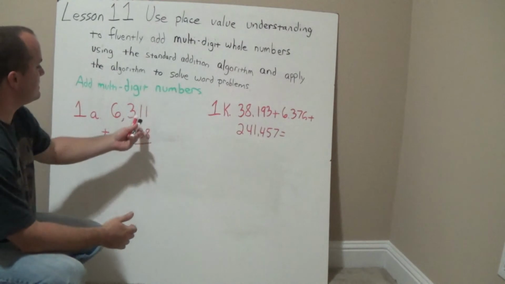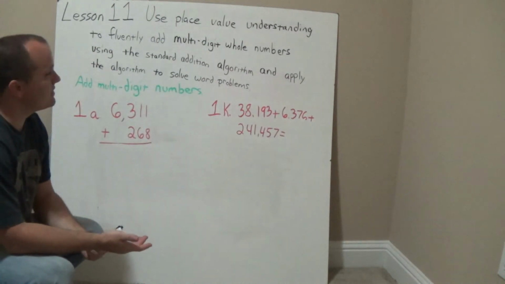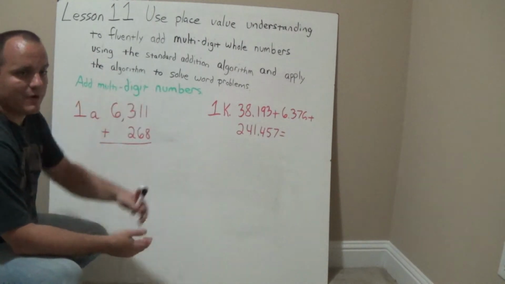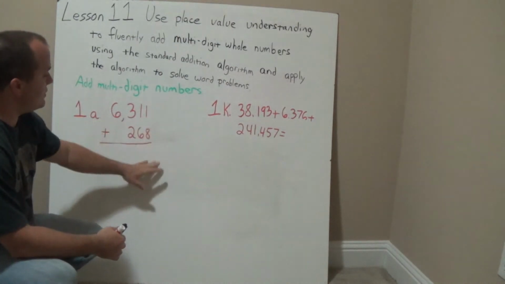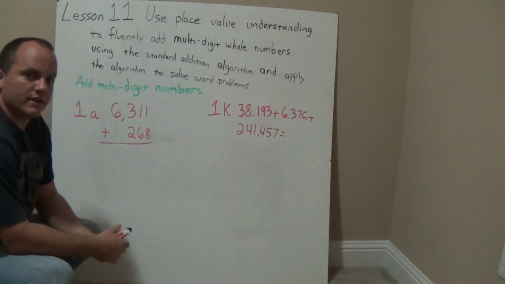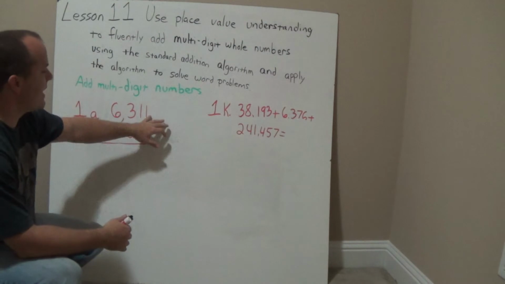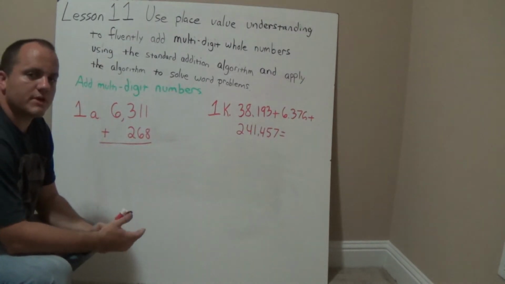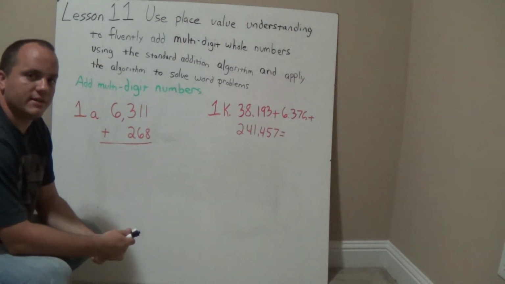So here are problems letters 1A and 1K from our problem set that we did today in class. Let's take a look here, and just as the learning target said, what are we doing? We're adding multi-digit numbers. As you can see here, I have the numbers written vertically, up and down. What I want to do when I'm adding numbers vertically is make sure that all my place value positions are lined up the right way.